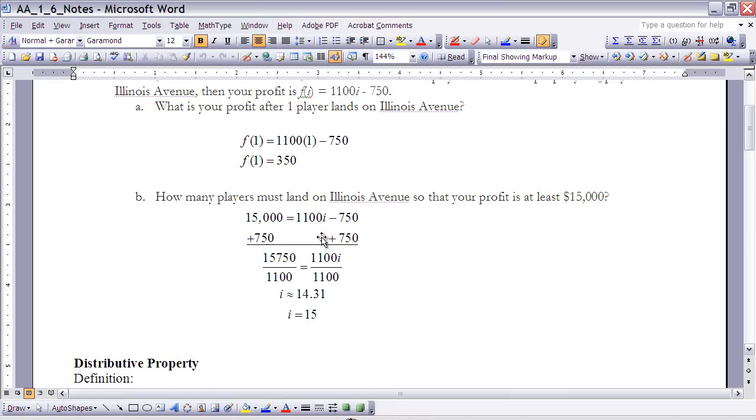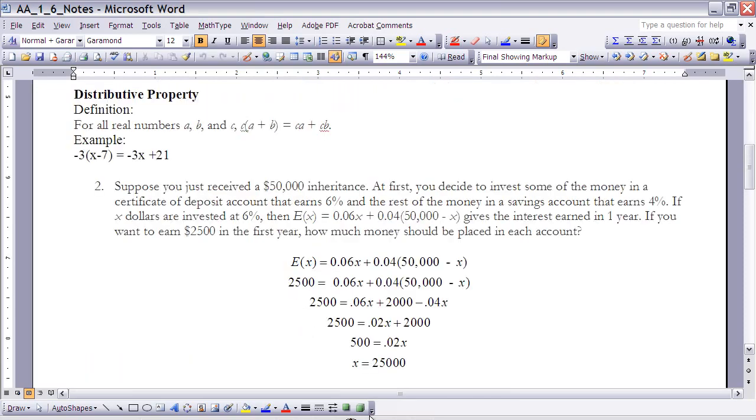In this case, I'm going to undo the minus 750 by adding 750 to both sides, which gives me this. And then I'm going to undo the multiplication by dividing both sides by 1,100. That gives me a little over 14 times, but it wants to know in such a way that your profit is at least 15,000. Therefore, the number of times that a person would have to land on that would be 15.